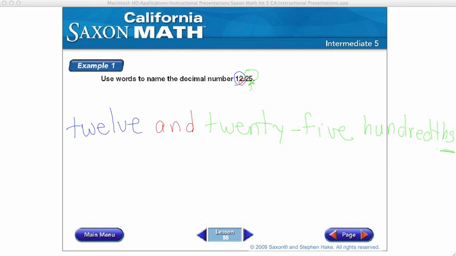Okay, so on your paper, I want to make sure that you write the original problem, 12.25, okay, 12 and 25 hundredths. Feel free to color code it if you want to, draw pictures, however works best, so that you know what each of these pieces stands for. Okay, let's look at example 2.